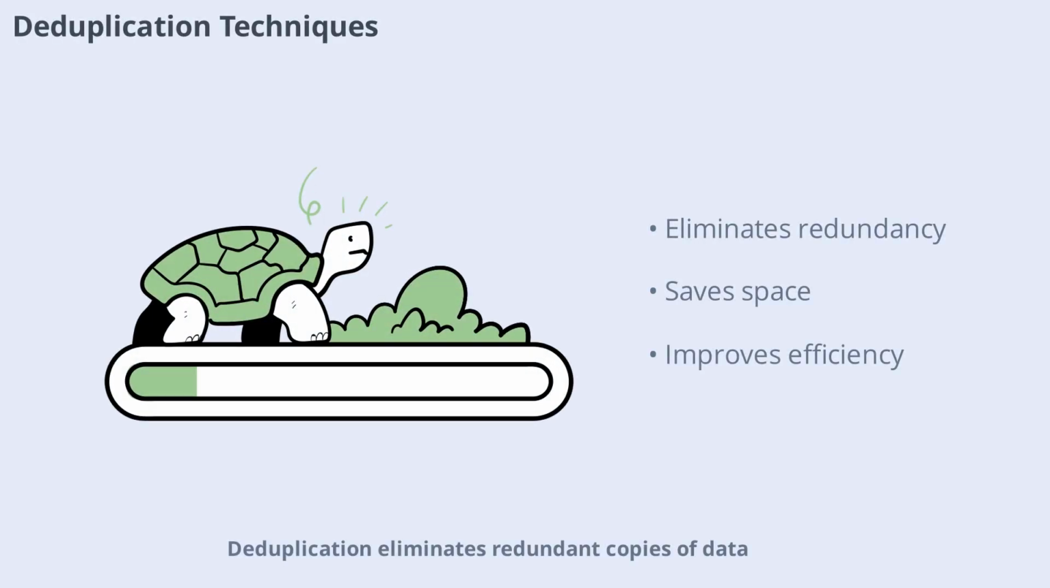Deduplication eliminates redundant copies of data, saving storage space and improving efficiency. This is especially useful in environments with lots of similar or repeated data, such as backups or logs. Many database systems include deduplication features, or you can use external tools. Regular deduplication helps keep your database clean and cost-effective.